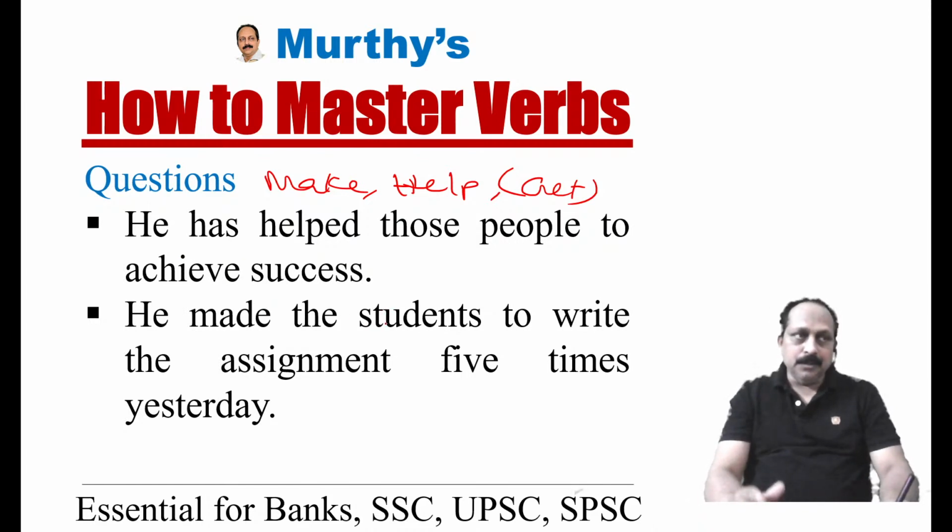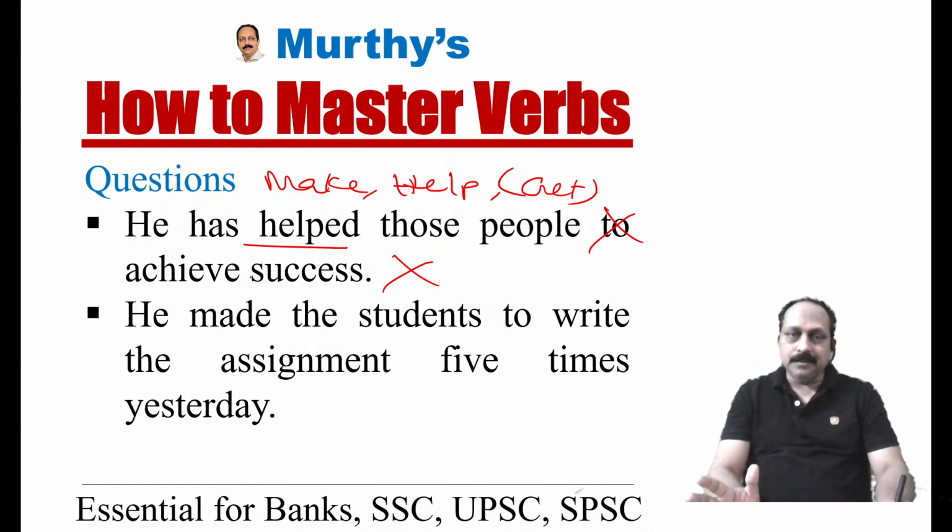He has helped those people to achieve success. Is this sentence right or wrong? This sentence is wrong. Why is it wrong? From the exam point of view, make and help you can't afford to forget. He has helped, a causative verb. Then we cannot use the preposition to. He has helped those people achieve success.